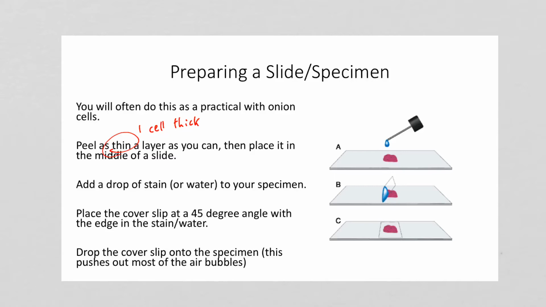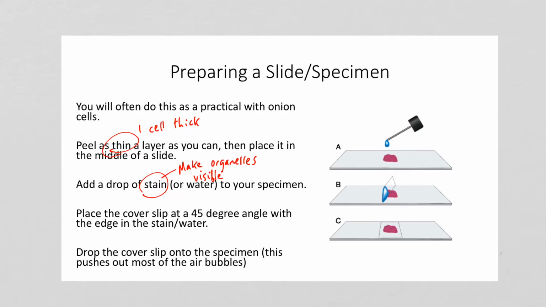You place it on the middle of the slide. You add the drop of stain or water to your specimen. For the stain, the reason you're doing that is to make structures visible. So to make the organelles, remember back from lesson 1, the word organelle, the structures that are in the cells, make the organelles visible. Different stains are going to, for lack of a better word, attach to different things.